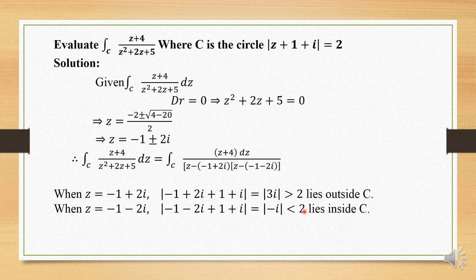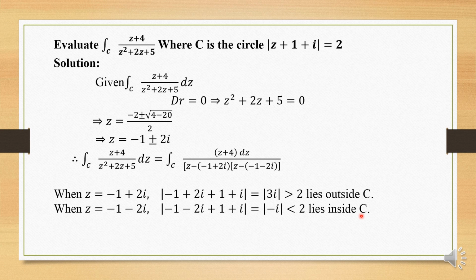Now consider the next pole, that is minus 1 minus 2i, and substitute it in the given curve. So replace z by minus 1 minus 2i plus 1 plus i. We get minus i. Modulus of minus i value is 1. It is less than 2. So it lies inside the given curve.